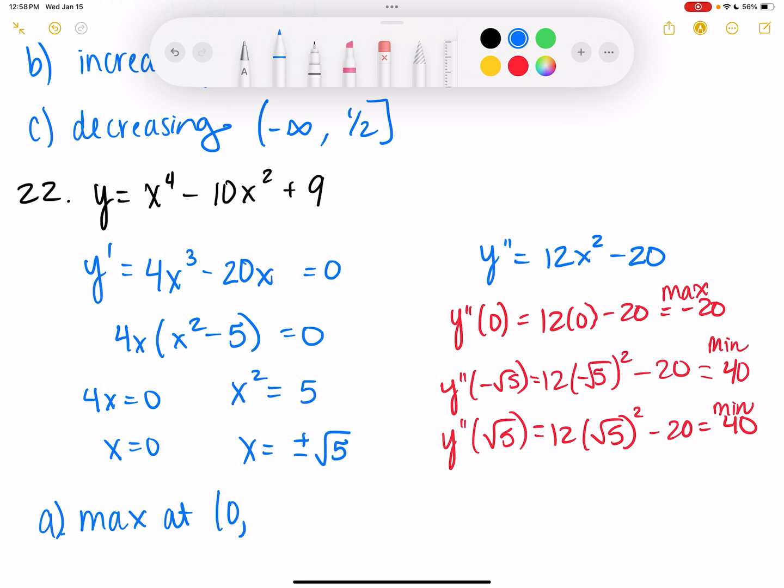Well, when I plug in 0, what is the initial? 9. And then I have mins at negative root 5, and I have to figure out what the other number is, and positive root 5, and figure out what that is. Do we agree that they're going to be the same number either way when I plug them into the original? Because they're both to even powers, so it's not going to change whether the sign is positive or negative. So I only need to do it once.